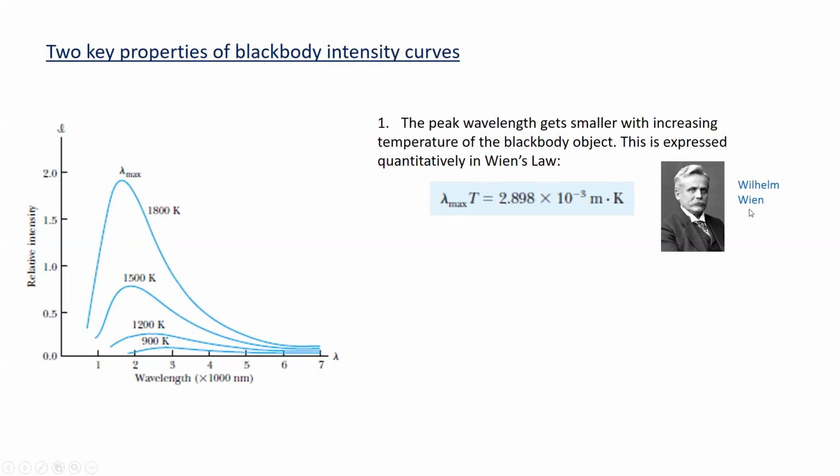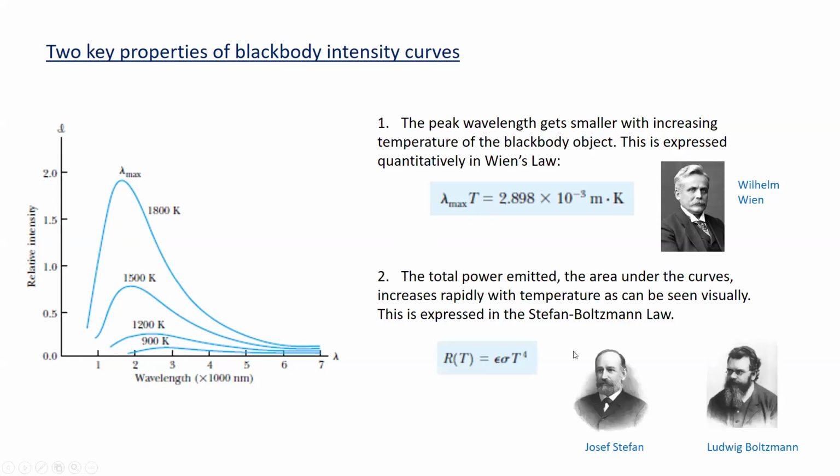This is Wilhelm Wien, who played a role in the early development of thermodynamics. And it says that lambda max times T, the temperature, is equal to this constant. And he just found this empirically by looking at these curves and noticing that if we multiplied the maximum wavelength times the temperature in kelvins, we always got a constant, which has units of meters times kelvins, right? Wavelength times temperature. So this is Wien's law, which expresses this movement of the peak toward shorter wavelengths as temperature increases.